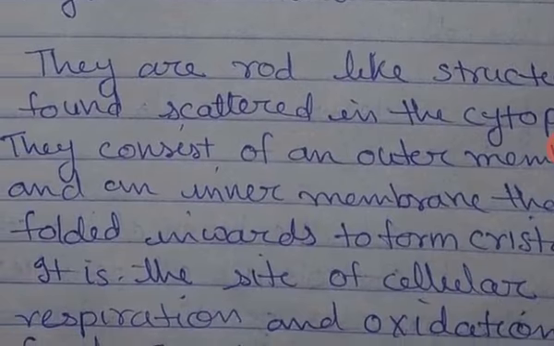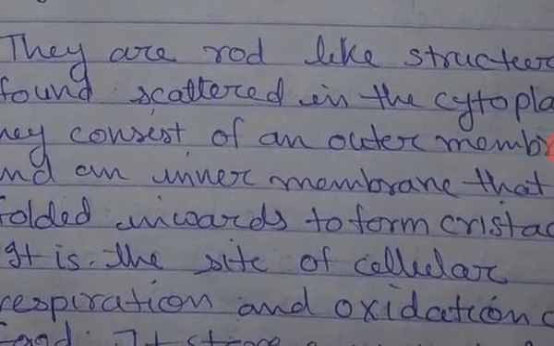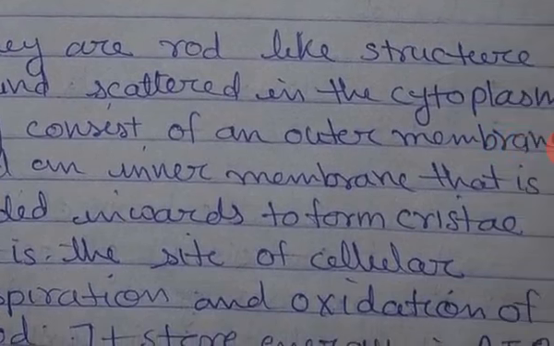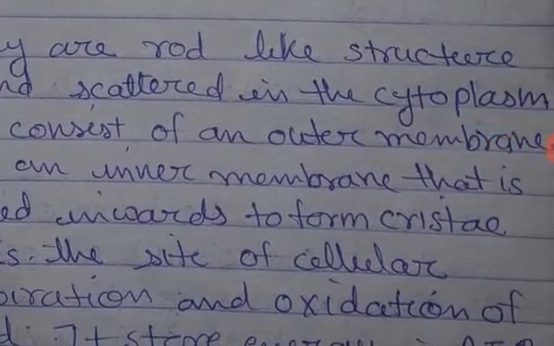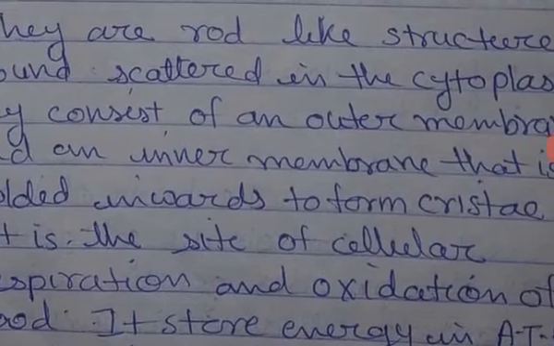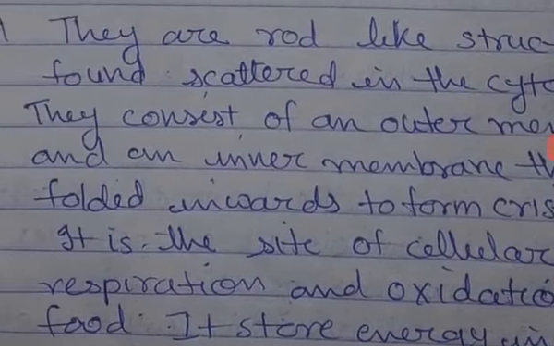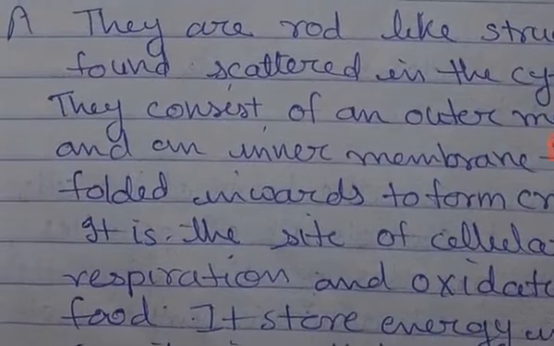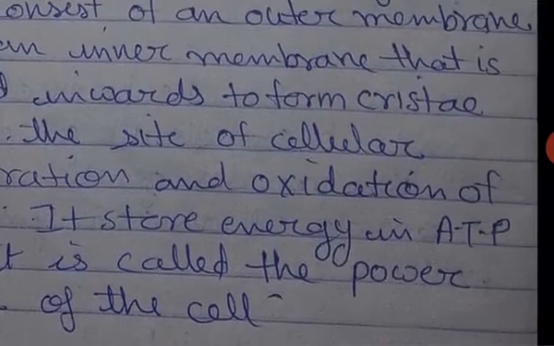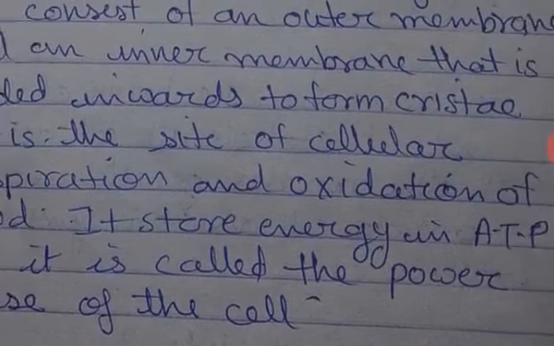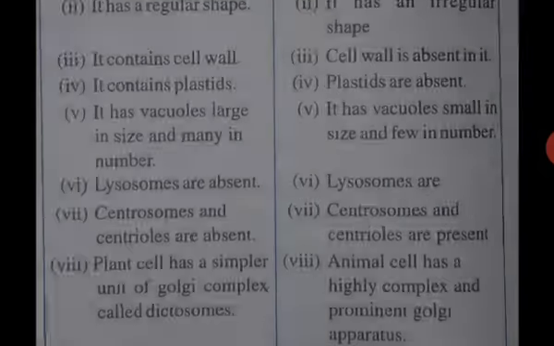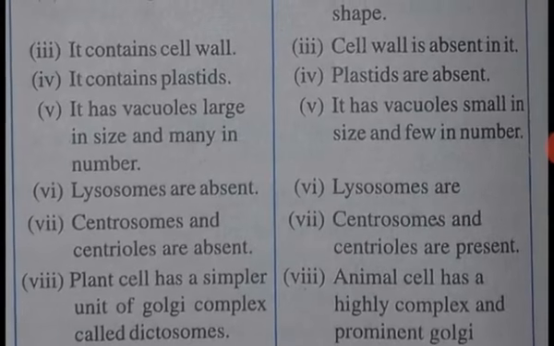And the next question is, define the mitochondria. Mitochondria are the rod-like structures found scattered in the cytoplasm. They consist of an outer membrane and an inner membrane that is folded inwards to form cristae. It is a site of the cellular respiration and the oxidation of food. It stores the energy in ATP, so it is called the powerhouse of the cell.